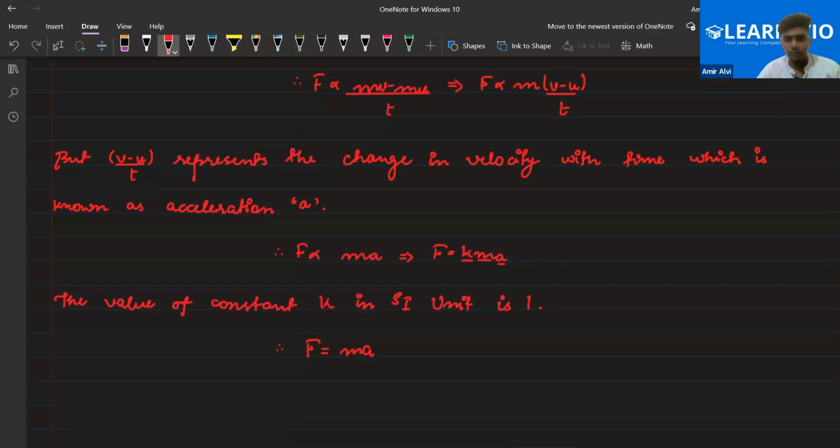So that's how the force, and basically that's how the relationship between mass, acceleration and force is established. So the second law of motion gives us the relationship between force and acceleration. Is this clear to all of you? Newton's second law of motion gives a method of measuring the force in terms of mass and acceleration.